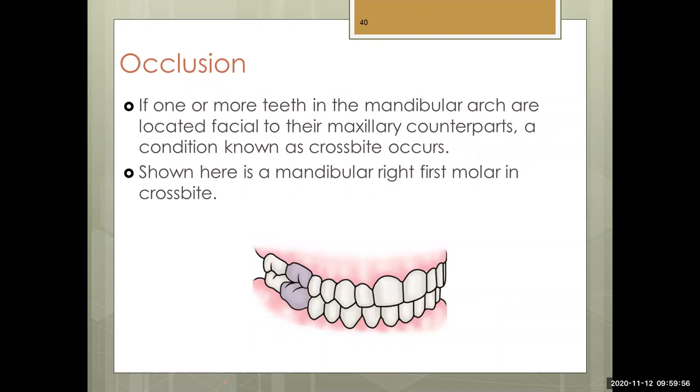So if one or more teeth in the mandibular arch are located facial to their maxillary counterparts, it's called a crossbite. If teeth aren't meshing together, it's called a crossbite. This here should be there. So you're looking for crossbites, and you'd be noting that.